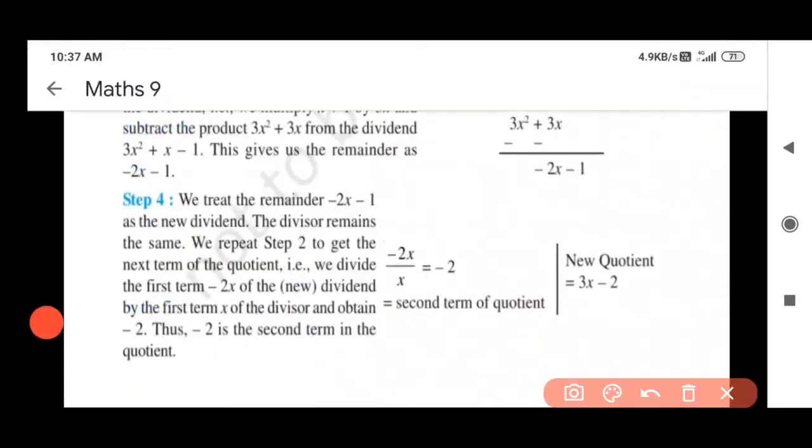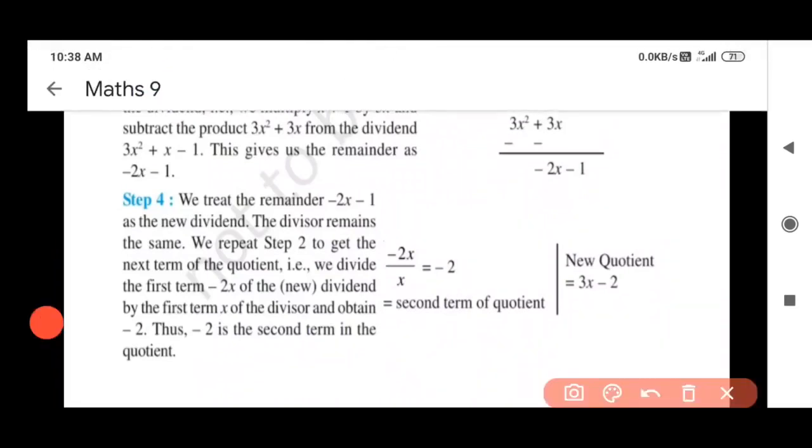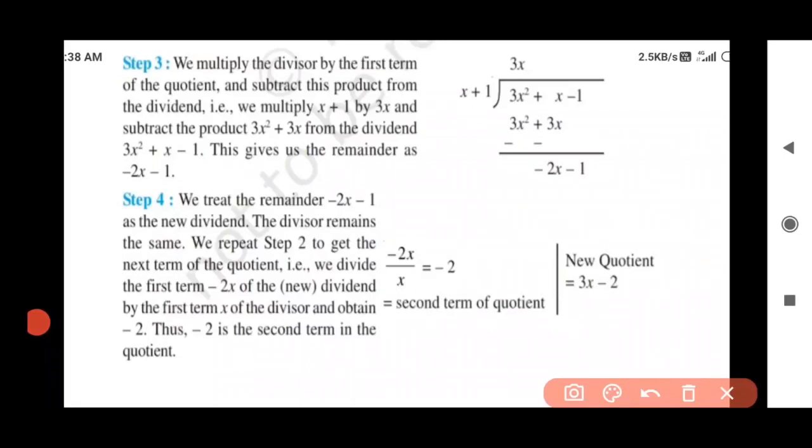See in the long division table. That is the dividend, that is the divisor. So first term 3x squared divided by x, cancel the term, the first quotient is 3x. Step number 3. We multiply the divisor by the first term of the quotient and subtract this product from the dividend. We multiply x plus 1 by 3x and subtract the product 3x squared plus 3x from the dividend, 3x squared plus x minus 1. This gives us the remainder as minus 2x minus 1.